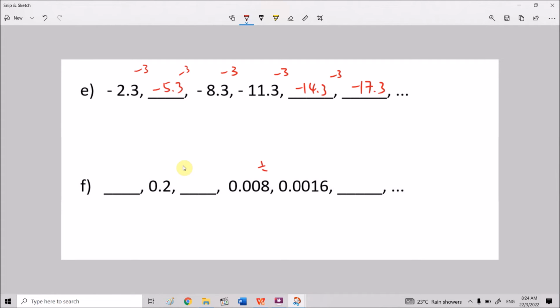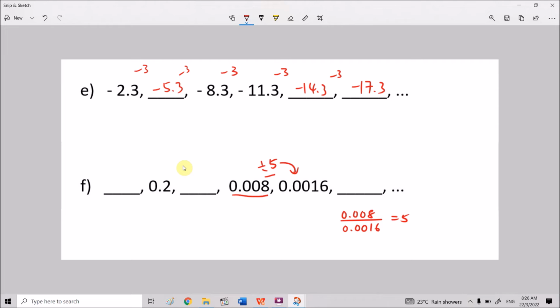0.008 divided by what? You get 0.0016. In order to find this value, either you try and error, or you take this divided by this. 0.008 divided by 0.0016, you get 5. That means 0.008 divided by 5, you get this. Always double check your answers. You take 0.008 divided by 5, you get 0.0016.